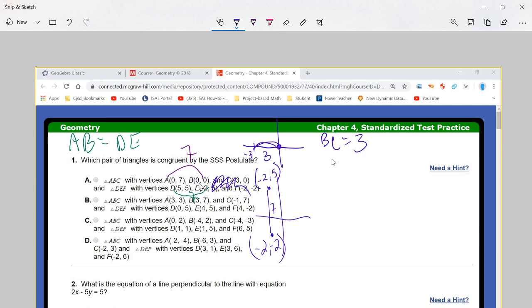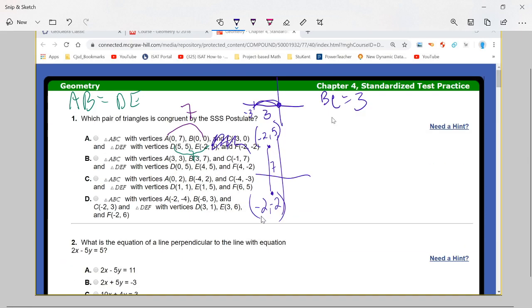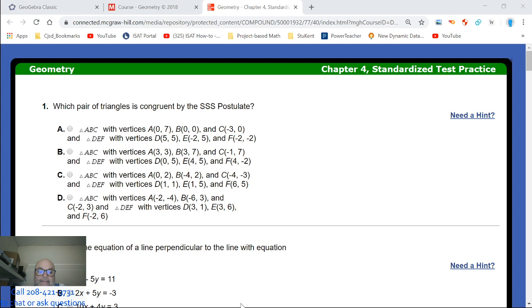Are the corresponding sides congruent? They have to be, okay? So in this case, they were not. So close that one out, and let's keep going.